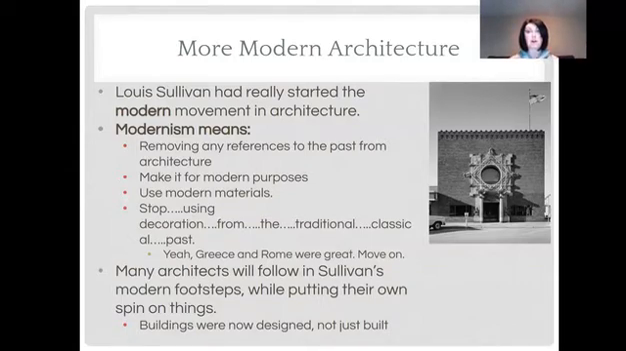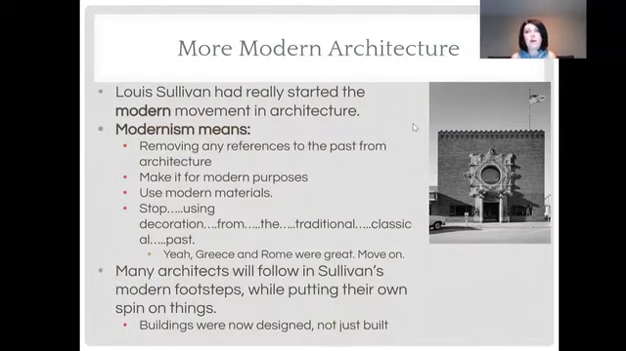And these artists and architects could use modern materials, modern technology. So for example, steel as a building technique. But the whole idea of modernism is move on from the past, right? Let's focus on the here and the now and what we need architecture and art for now. And a lot of architects are going to follow in Sullivan's footsteps, but maybe put their own spin on things.